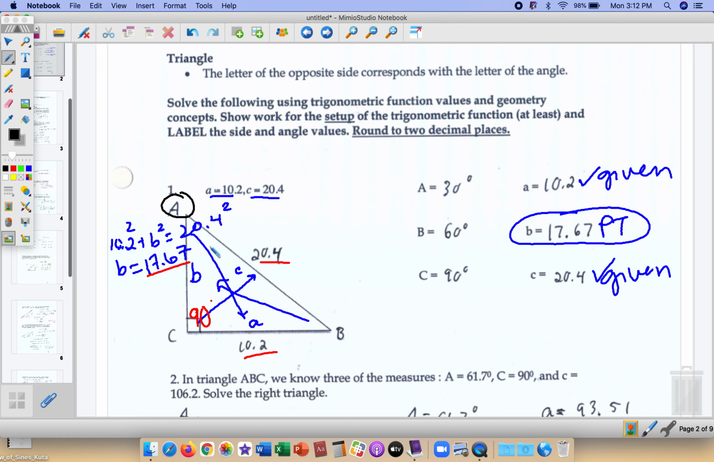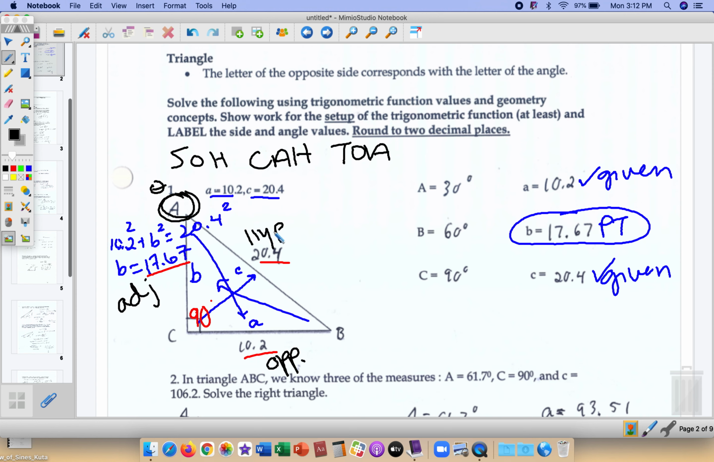Now, if I'm going to work on finding angle A, I need to figure out what part of SOHCAHTOA I maybe need to use. Let me label in reference to angle A, which I'm going to call theta. This side would be the opposite. This side would be the adjacent. And this side would be the hypotenuse.